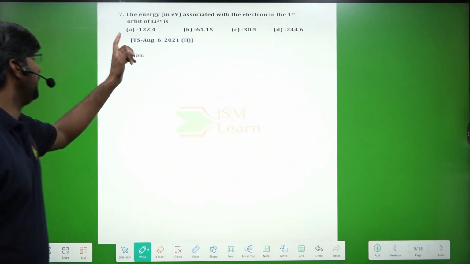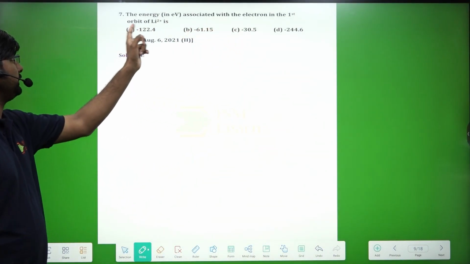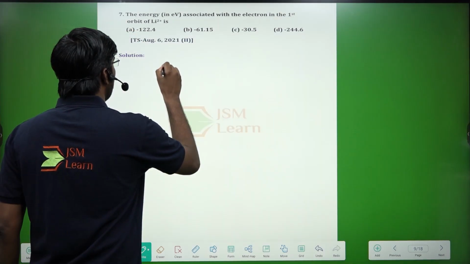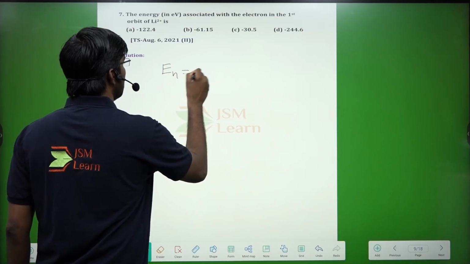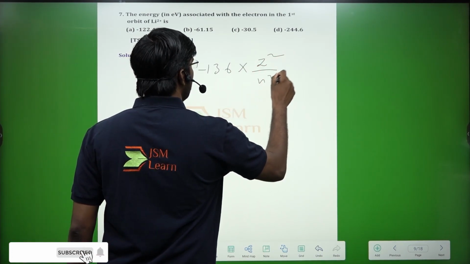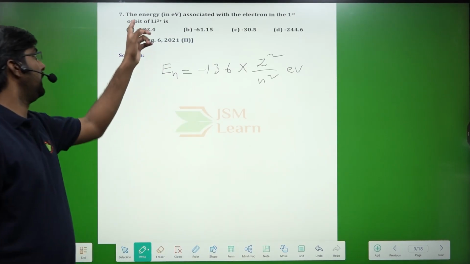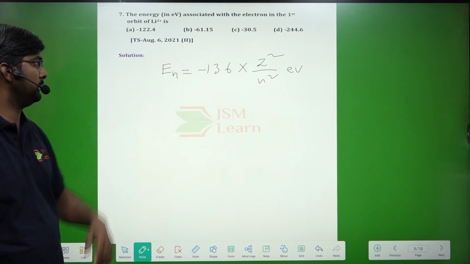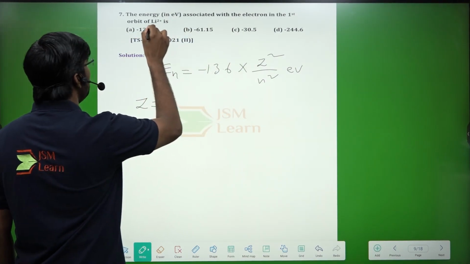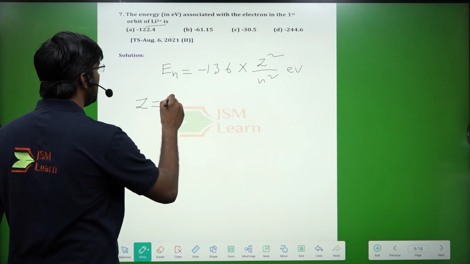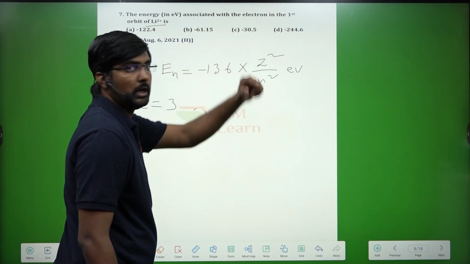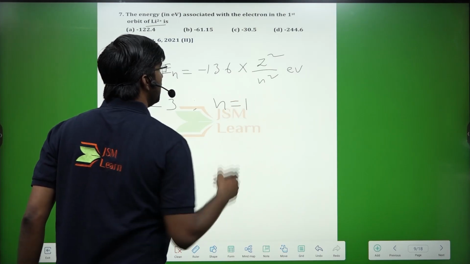Next, the energy associated with the electron in the first orbit of lithium 2 plus is. Again from the Bohr's model, what is the expression for energy? Minus 13.6 into Z square by n square electron volt. Here they ask you to find it in electron volt, so that's why we are taking this. What is the species given here? Lithium 2 plus. For lithium the atomic number is 3, and the electron is in the first orbit, so n is equal to 1.